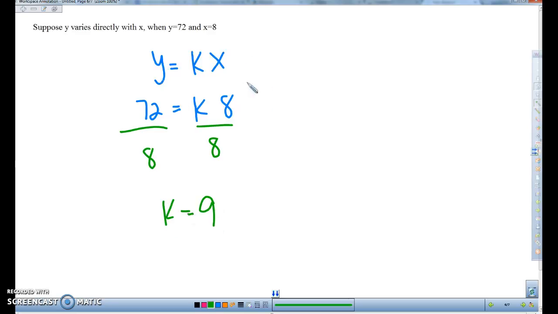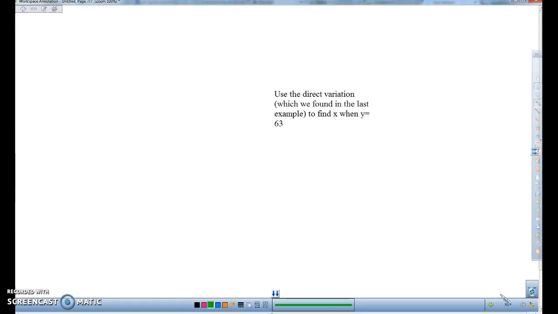Okay? All it is saying is if it varies directly, you know that equation for direct variation is y equals kx. Here are some starting points, 8 and 72. Plug them in to solve for k. Why is this useful? Well, in the last box, we're going to have to recall what that k equals. So it says using the direct variation, which we found in the last example, so that k equals, what was it? Good, 9.